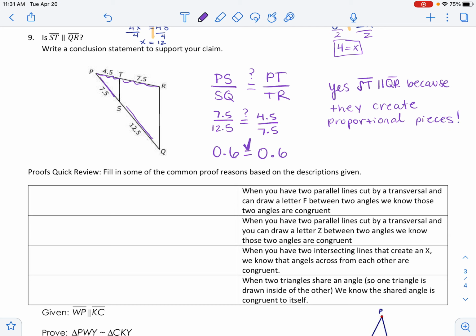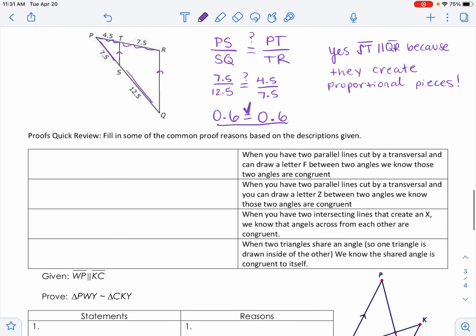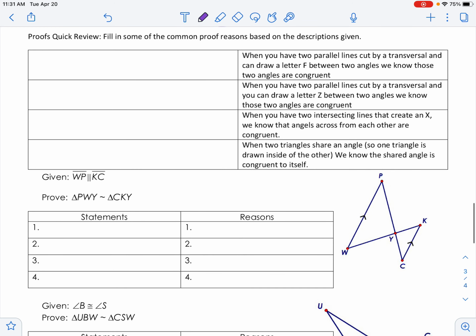So because they were the same, that proportion was equal, I know that these two lines, TS or ST and QR, must be parallel. All right, let's move into some proofs. So we're going to do a quick review and fill in these common proof reasons based on the descriptions given.